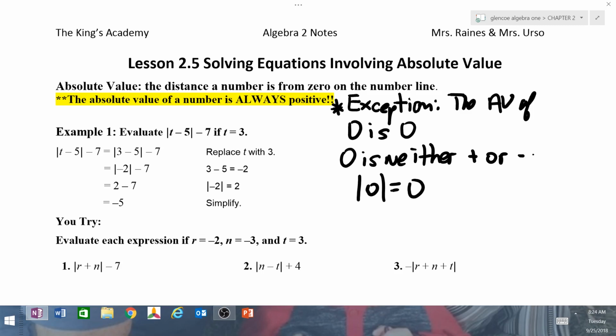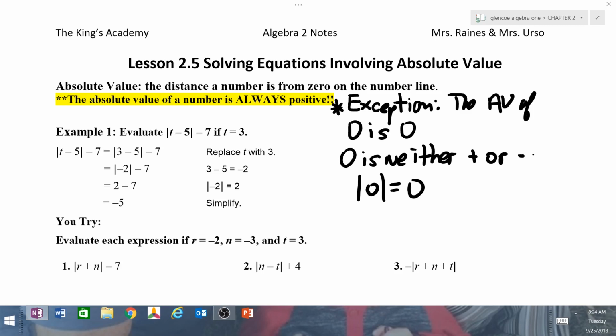So let's do a quick review and remember what absolute value is. Absolute value is the distance, or how far a number is from zero on the number line. Now this little statement that they wrote here, the absolute value of a number is always positive, I do not agree with it, and we talked about this earlier in the year. Please remember there is an exception.